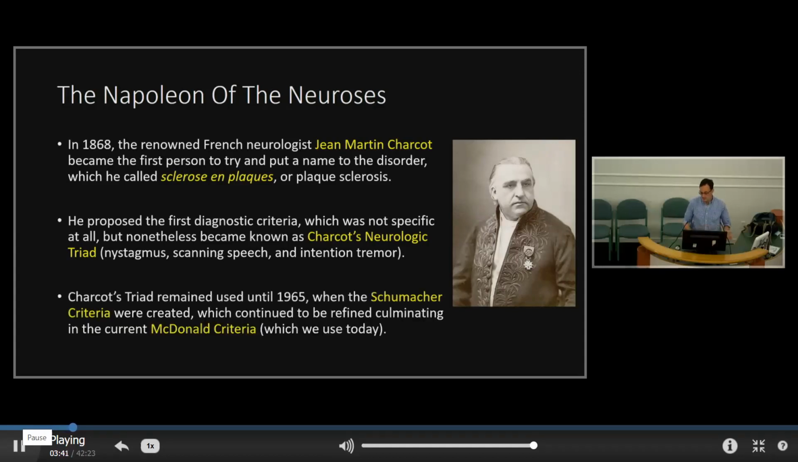But the triad, I was amazed by this, remained used until the 1960s. And then we started to create more broad criteria. So we had the Schumacher criteria, and that continued to be refined into the McDonald criteria. And the McDonald criteria themselves have been refined every few years, and I believe the latest version we now use is the 2017 McDonald criteria.